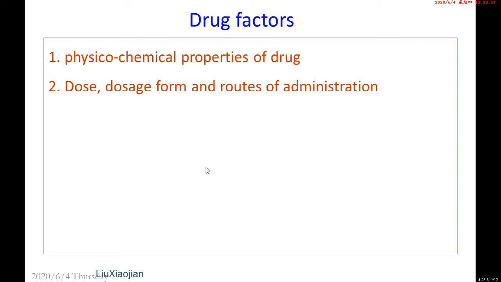Even for the same rules of administration, there are also some different dosage forms, like pills, capsule, powder, solutions. Even for the same route of administration, like oral administration maybe, they also induce different effects caused by different dosage forms.